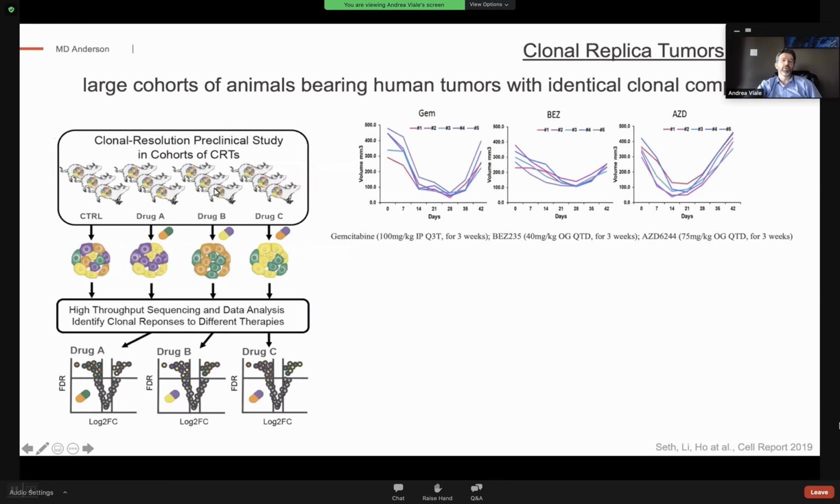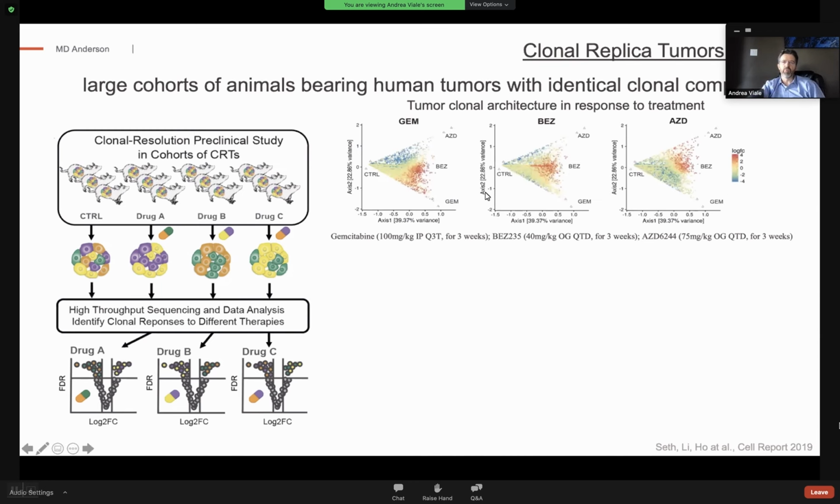We at the beginning used the clonal replica tumors to run a preclinical study at the clonal level. So we randomized animals for different treatments using drugs with a completely different mechanism of action, like gemcitabine chemotherapy, a PI3 kinase inhibitor, or a MEK inhibitor. And you can clearly see that more or less you have a similar volumetric response using different drugs. But when we look at the clonality of the tumor, we found that the tumor clonal architecture in response to the treatment is quite different.